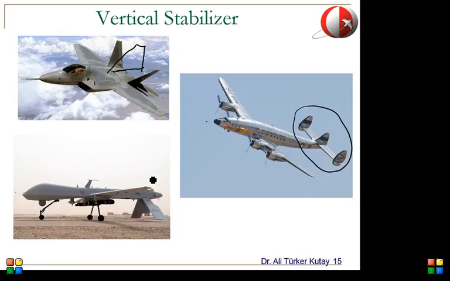And this is an unmanned design. There are, again, two vertical stabilizers, and they are pointed down. You know, most vertical stabilizers are pointed upwards, but in this case, they are pointed downwards. So these are just three different designs.